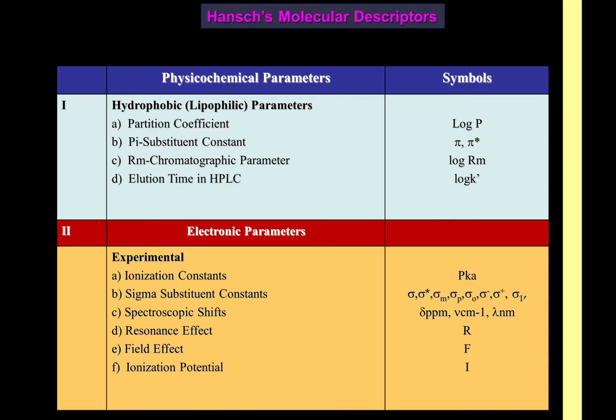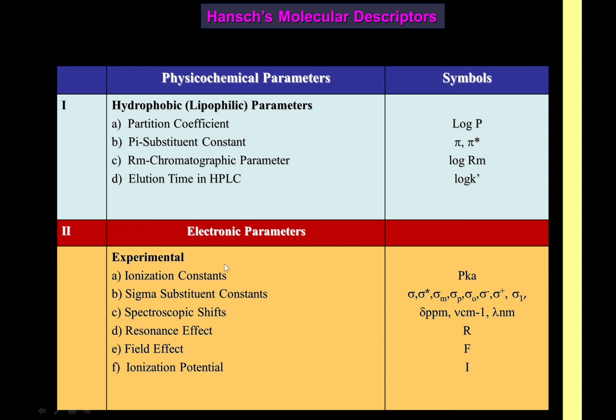These are the various Hansch molecular descriptors for these three parameters. Some are experimental, some are theoretical, and their values are already there in the literature. Partition coefficient, mostly you have to deduce in the laboratory. Pi constant is calculated from the partition coefficients. Then you can deduce experimentally the reverse phase TLC RM values. You can find out the RT, that is the log k' elution time by HPLC.